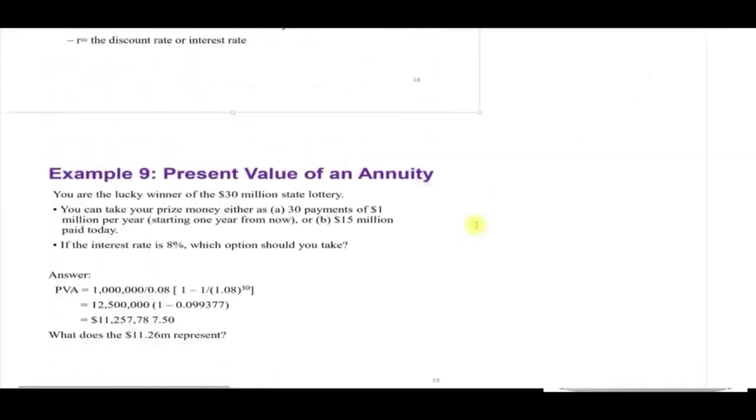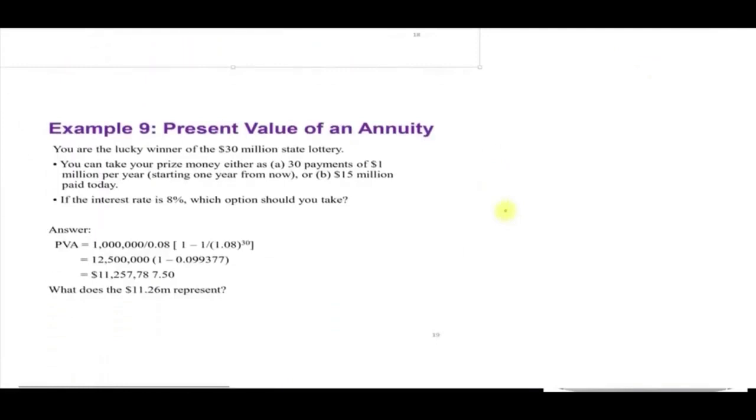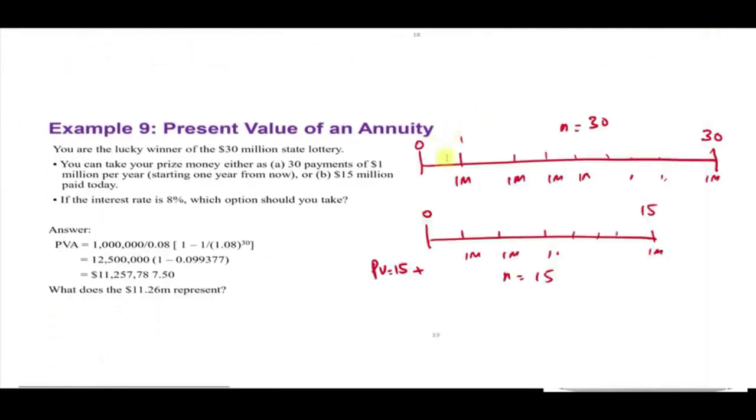So let's take an example of present value of annuity. Here is a situation. You are the lucky winner of the 30 million state lottery. You got a win of 30 million. You can take your prize money either as option A, 30 payments of $1 million per year, so every year 1 million, 30 payments, or option B, 15 million paid today plus 15 million in annuity form.